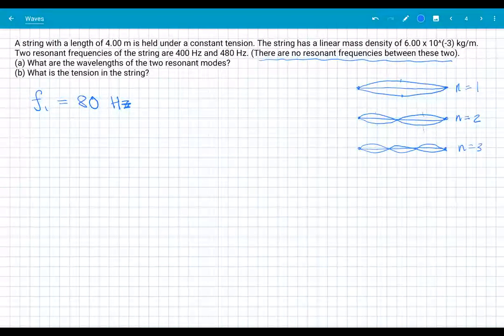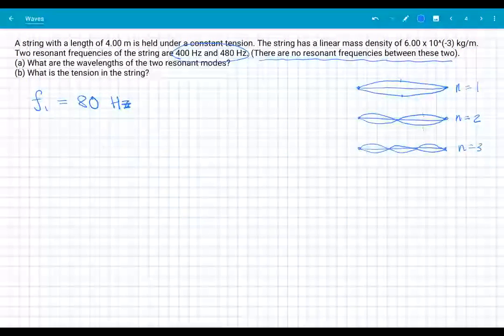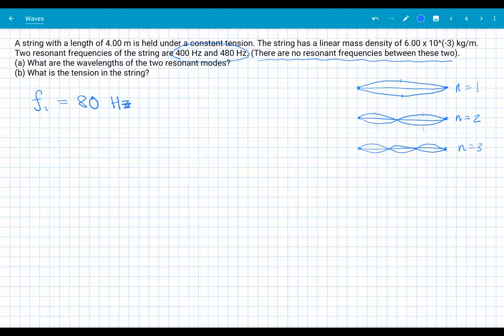All right. So what's really important here is that I guess what they're asking us here is the wavelengths of the two resonant modes. I'm going to actually draw out the two modes. I think that's really important. So if we know that this is our fundamental, what that tells us, if we look at the 400 and 480, is that that's the fifth and sixth mode, right? So I could do all these multiples in here, 1, 2, 3, 4, 5. But I know that if I take 400 and divide it by 80, that's going to be the fifth mode, and 480 divided by 80, that's going to be the sixth mode.